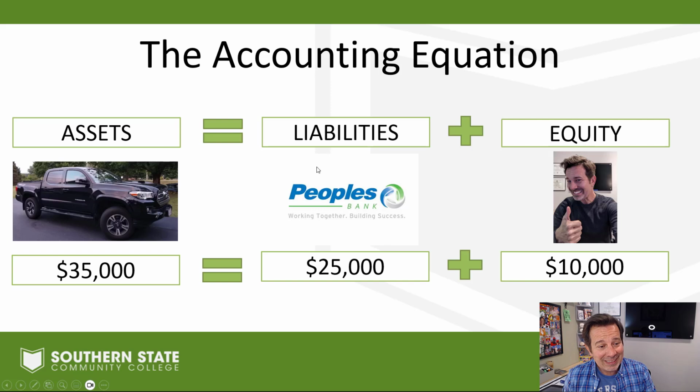Until eventually that liability will be zero and my equity will be $35,000. My assets equal equity. All right. You say, well, wait a second. That truck is depreciated. That truck's 4 or 5 years old now, and it's not worth $35,000. I'm talking historical cost. You're getting ahead of me here. You're using your accounting brain, and I like that. And we'll get to that. But just for now, think assets equal liabilities plus equity.